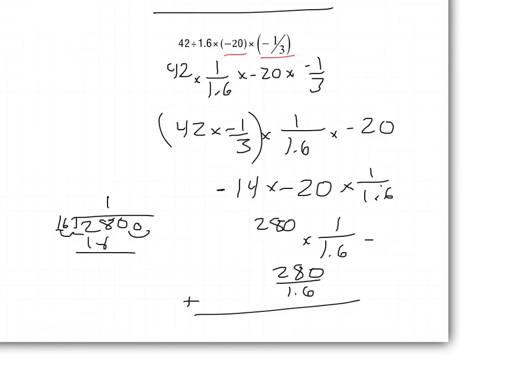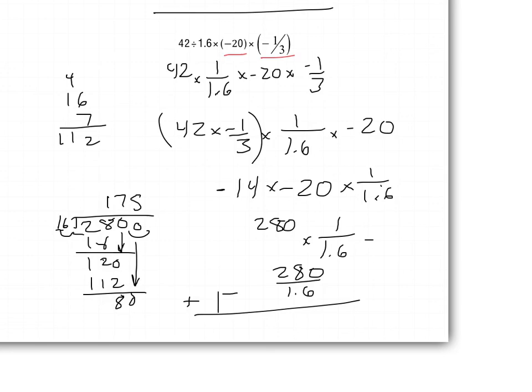16, remainder 12. Bring down the 0. This is going to go in, I think, 7 times. Check that out. 16 times 7 is 2, carry the 4. Yep, 112. Gives me a remainder 8, and this goes in exactly 5 times. So it looks like I'm going to get an answer here of 175.